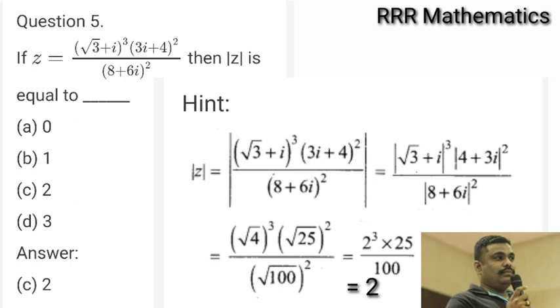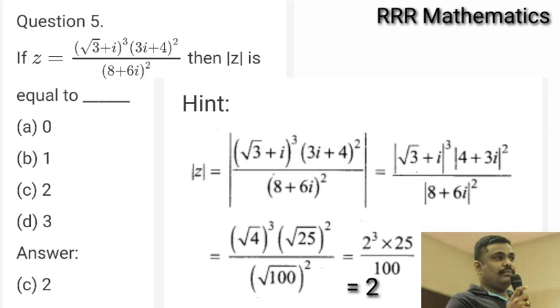Then take individual modulus. It will be modulus of root 3 plus i whole cube, modulus of 4 plus 3i whole square, divided by modulus of 8 plus 6i whole square. In this case, mod z power n equals mod z whole power n. So I can write mod root 3 plus i whole cube, mod 4 plus 3i whole square, divided by mod 8 plus 6i whole square.